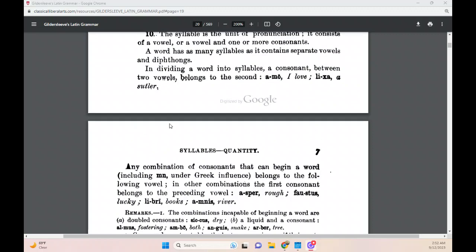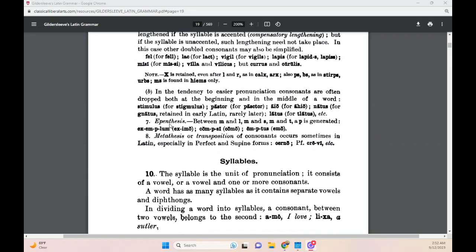Now we just saw an example of this in this word stimulus. We see at the beginning of the word, we have two consonants together, S and T, sti. So this is an example of a combination of consonants that can begin a word. I don't think I see any others right here. Here's an example. Down here in this last word, krevi, we see K and R at the beginning of this word. So this is another example of a pair of consonants that can begin a word.